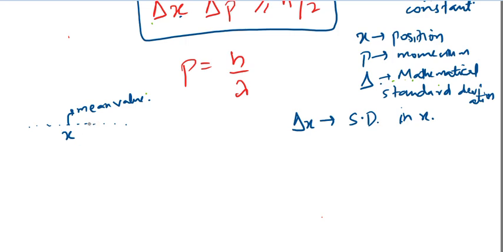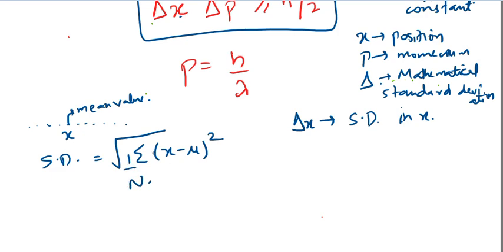Not going into the details, that's very easy. There is a specific formula to it, which you can search. SD is the square root of the summation of (x minus mu) square divided by n. Yes, exactly, summation of (x minus mu) square upon n. So this is standard deviation.